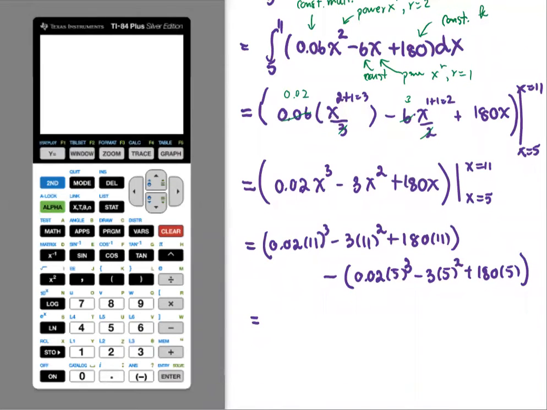Okay, from the calculator, I'm going to enter the quantity. So put the parentheses: 0.02 multiplied by 11 to the power 3 minus 3 times 11 to the power 2 plus 180 times 11, and close the parentheses. That's for the group from replacing x with the upper limit. And then the next one, we're going to subtract the quantity from replacing x with the lower limit: 0.02 times 5 to the power 3 minus 3 times 5 to the second power plus 180. Oops, I mistyped it. So give me 180 and then multiply by 5 and close it and enter. We will get the number 816.12.